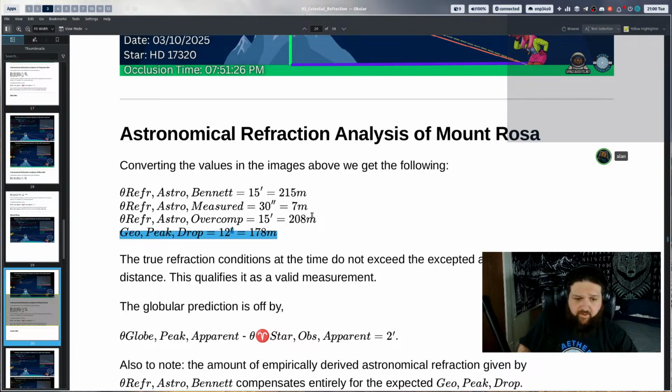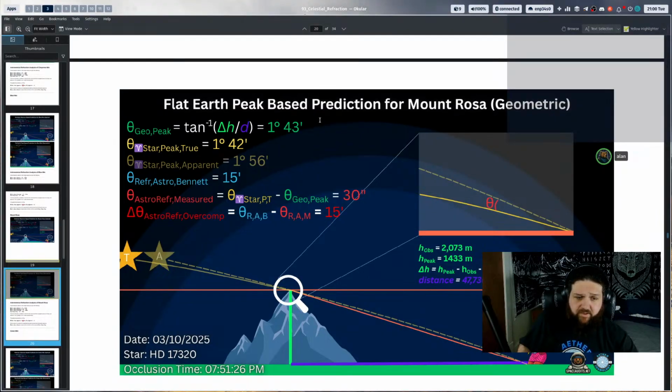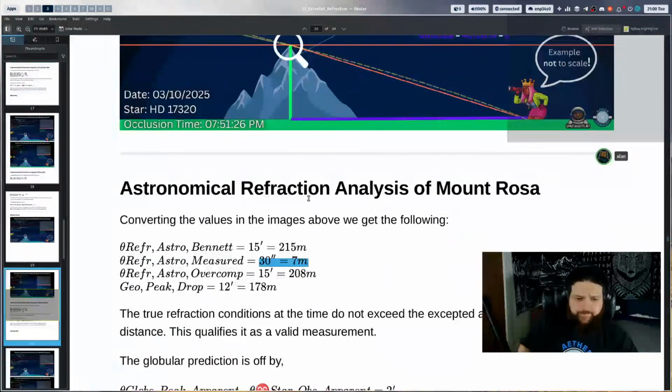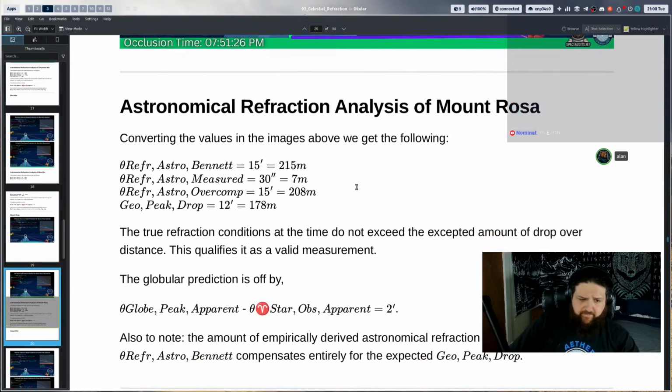178 meters of drop over distance. The refraction correction netted them 215 in lift. The actual measured difference was 7 meters because it was only 30 arc seconds. So it comes out to 7 meters difference. So we were only 7 meters off the prediction here. The astronomical overcompensation factor due to this is the full 15, essentially, because if you subtract what that was from the arc seconds, it doesn't even drop it to 14. Anyway, so they predicted 200. That leaves them with 208 meters of overcompensation.